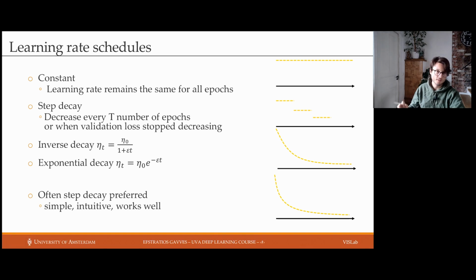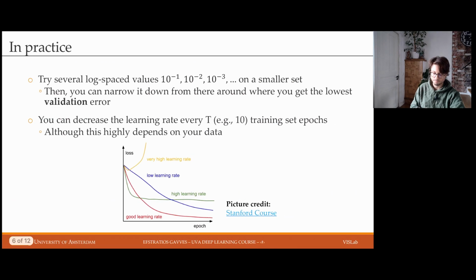As per the learning rate schedules, there are different options. We can have a constant learning rate throughout the whole training. We can have step decay, where we reduce the learning rate every t epochs. We can have inverse decay or exponential decay of our learning rate. In general, step decay is actually a good choice. It's simple, it works well, so quite often we use that one.